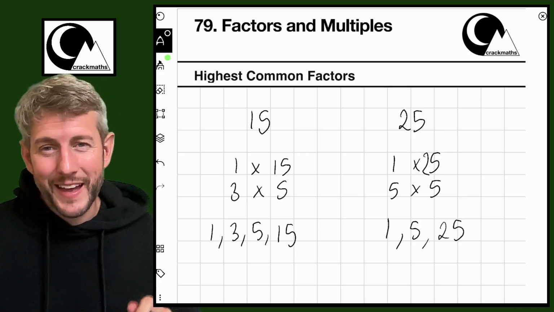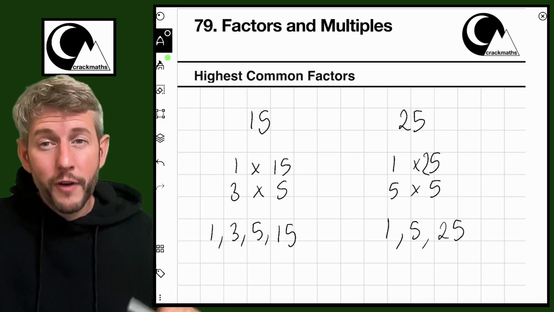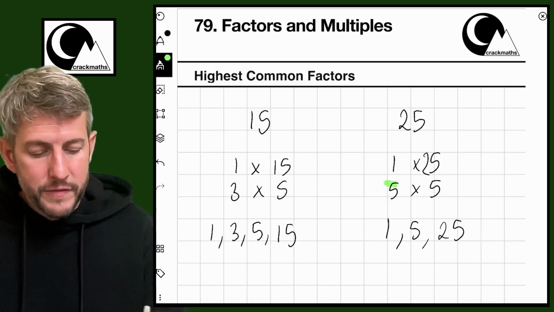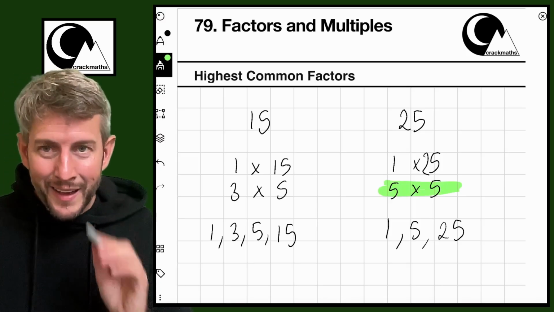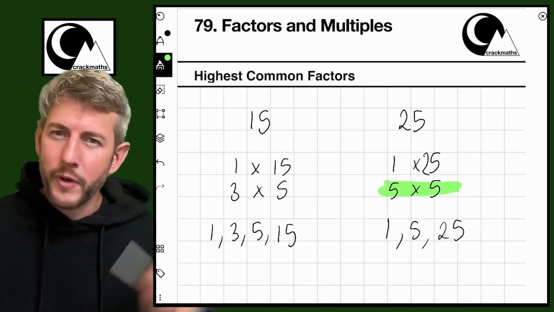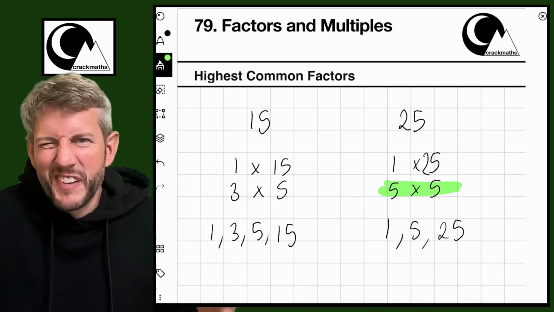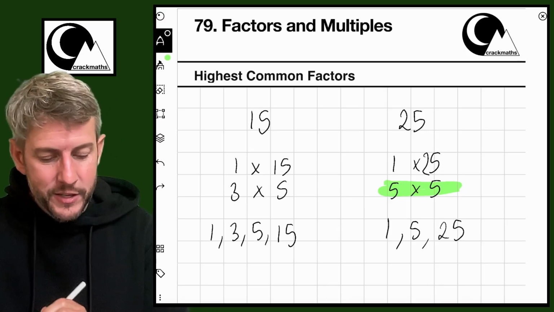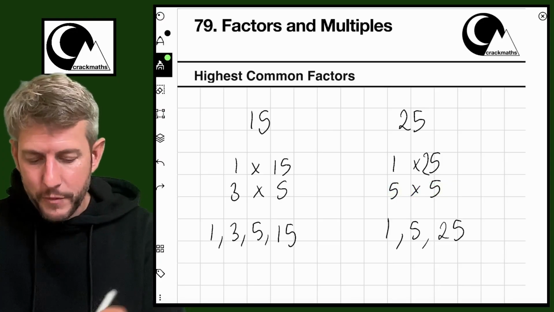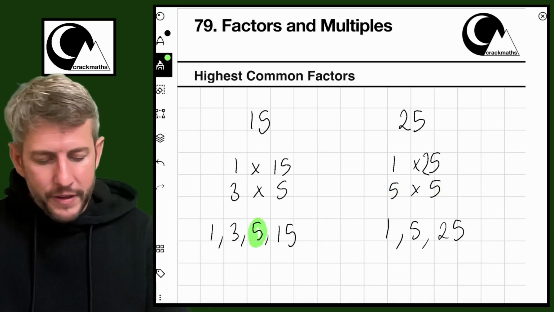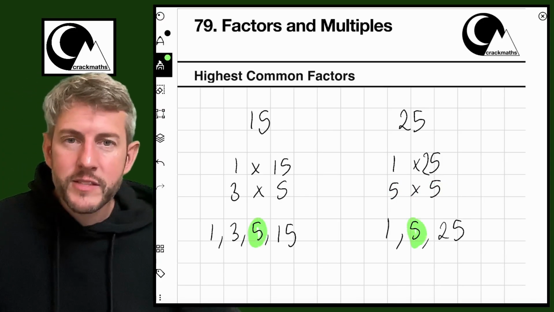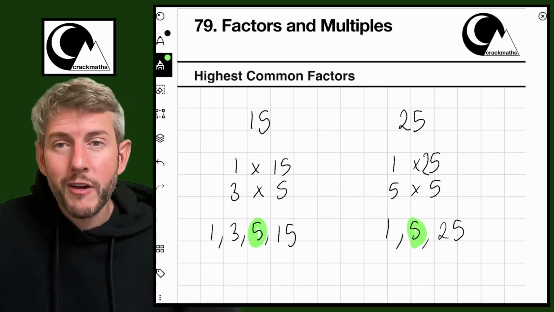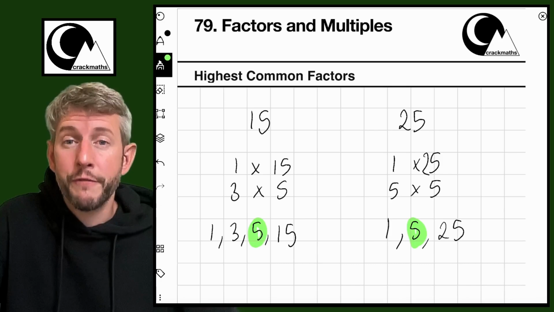And this is interesting actually, because 25, you might remember, is a square number because we've got it by doing 5 times 5. So square numbers always have an odd number of factors. Just something to think about. Right, so what is the common factor for these two? Well, we've got 5 here and 5 here. So they have two common factors, they've got 1 and 5, but the highest common factor that they have is 5.